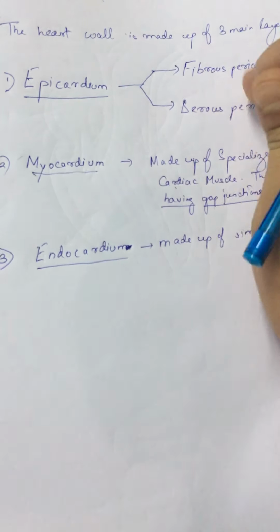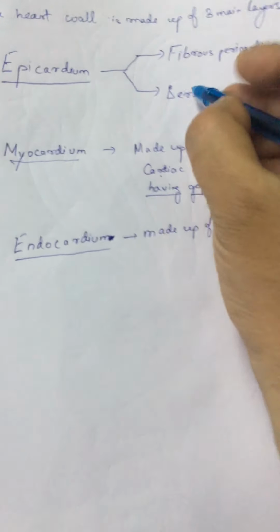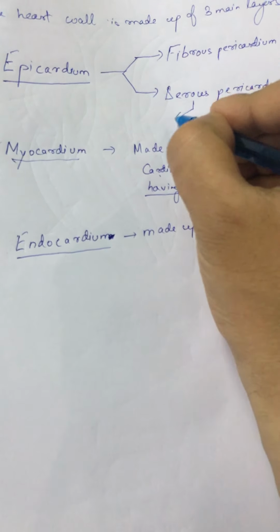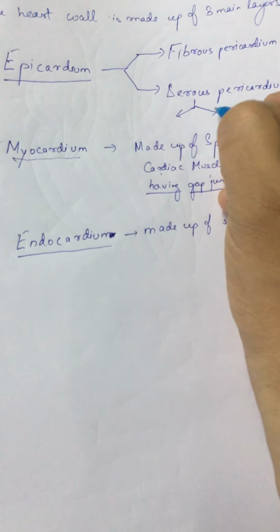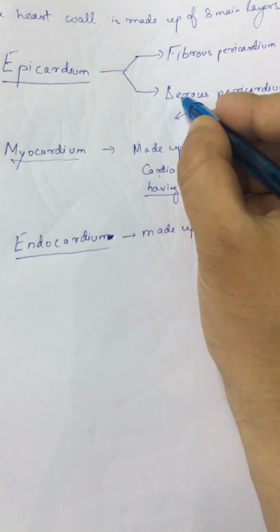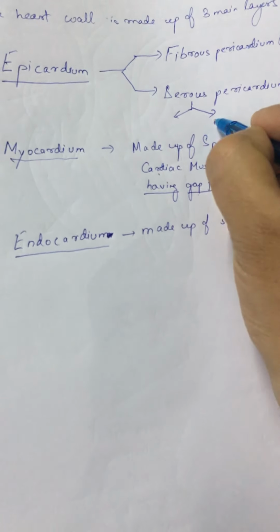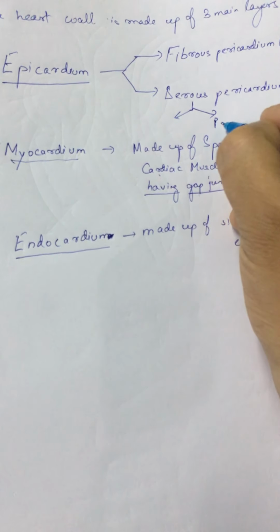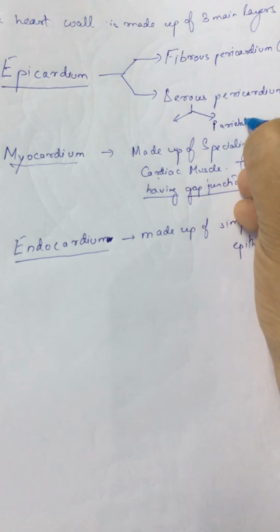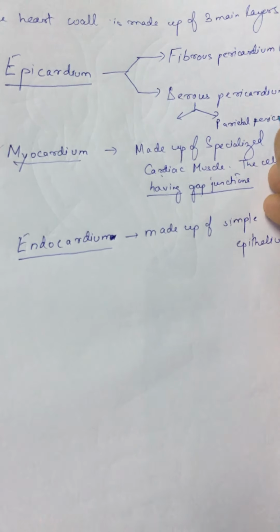This serous pericardium again has two sublayers. The outermost layer of the serous pericardium is called the parietal pericardium.